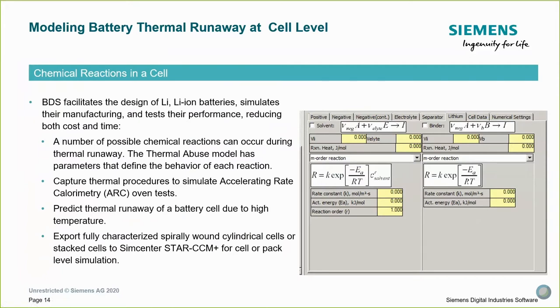So I spoke a little about battery thermal at the cell level, and this is what BDSS states, where for each of the components within the cell, so positive, negative, electrolyte, separator, each of them is triggered at different times. So for the positive part, I would know what its reaction would be, say, with the solvent or the binder, what the rate constant is, and what the heat of reaction is.